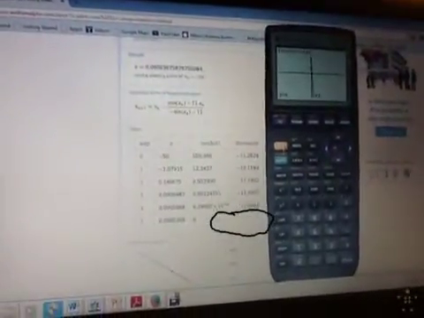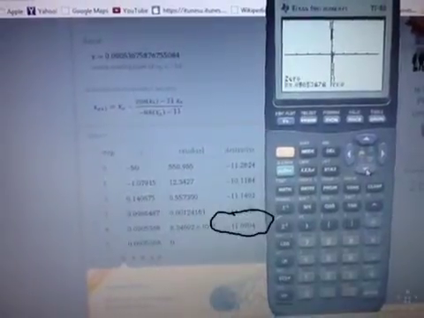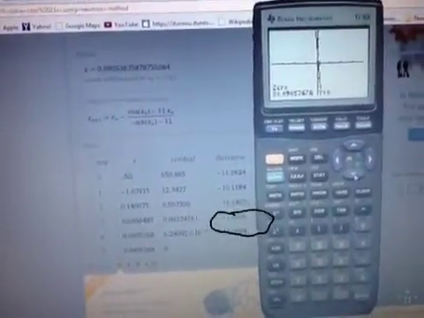if I hit second calculate, basically, by now I'm assuming you're familiar with that feature of the calculator, and go down to 0, and it asked me left bound, hit enter, and then it asked me right bound, scoot to the right, and hit enter, and just hit enter again. And you see 0.09, that's very close to what we got on the 5th iteration, 0.09. All right. Good luck out there.